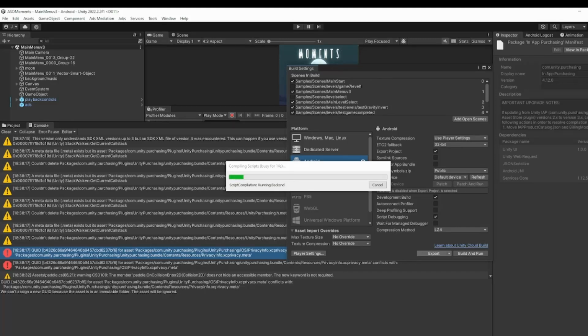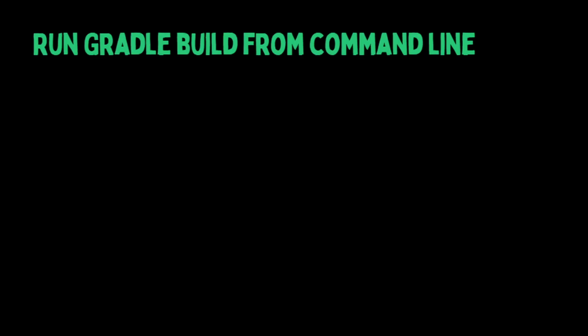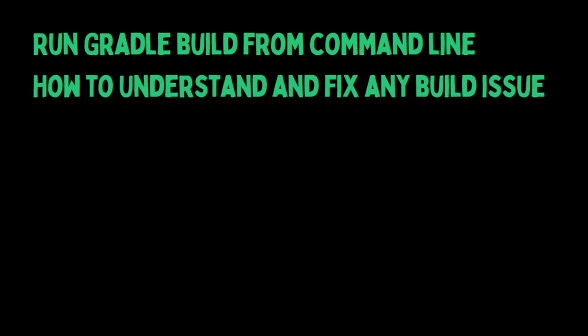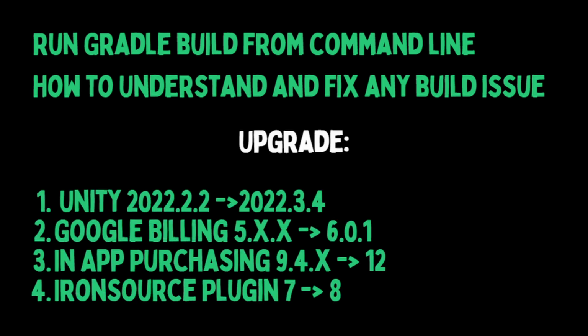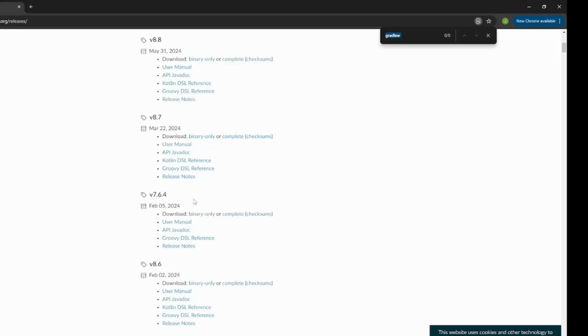No one wants to be dealing with build issues when they're making a game. So I'm going to show you 3 things. How to run a Unity build from the command line so you can get more debug information. I'm going to talk to you about the best way to resolve these build issues. And then I'm going to step you through an example of a build issue I had to solve using those steps. First, let's install the right Gradle.